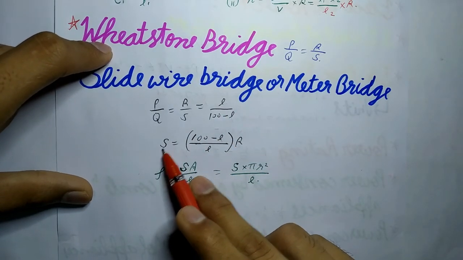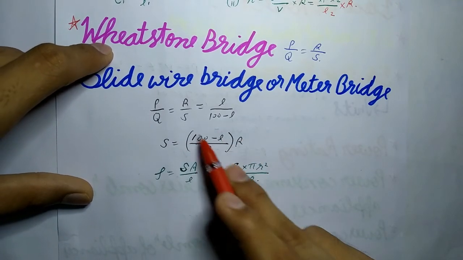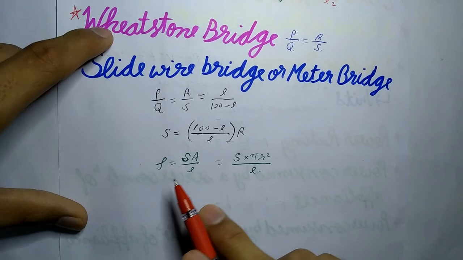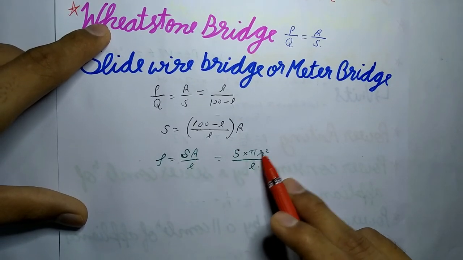Or we can say that S will be equal to 100 minus L upon L, all in the bracket, into R. So resistivity rho is equal to SA upon L, which is equal to S into pi r square upon L.